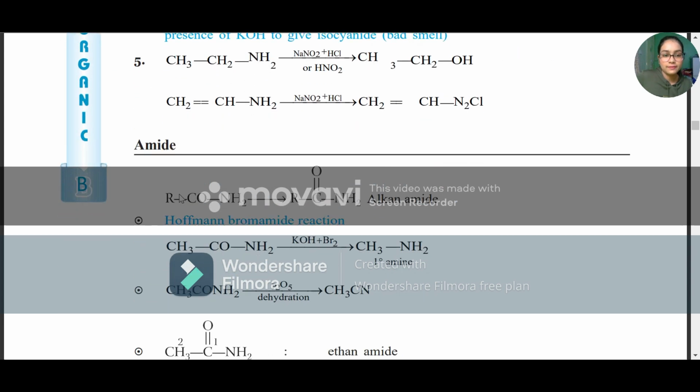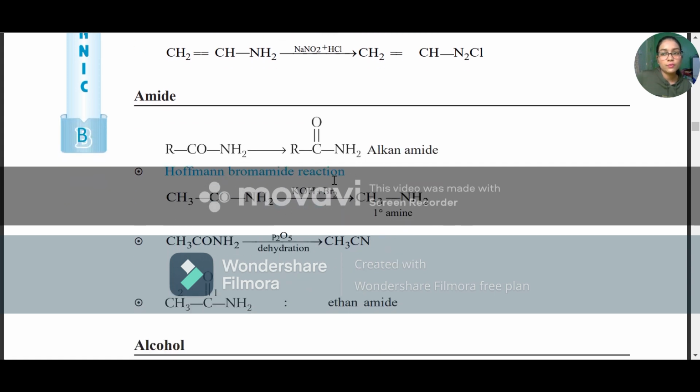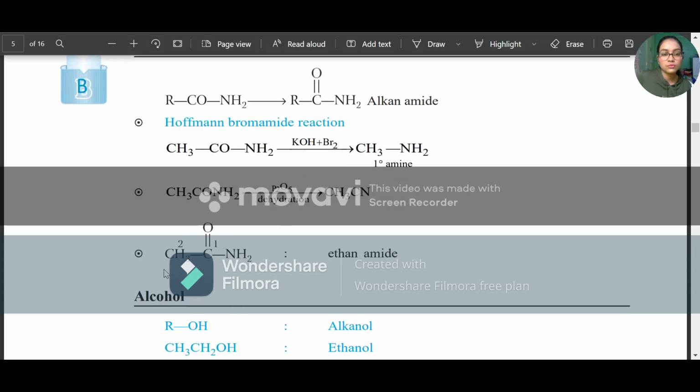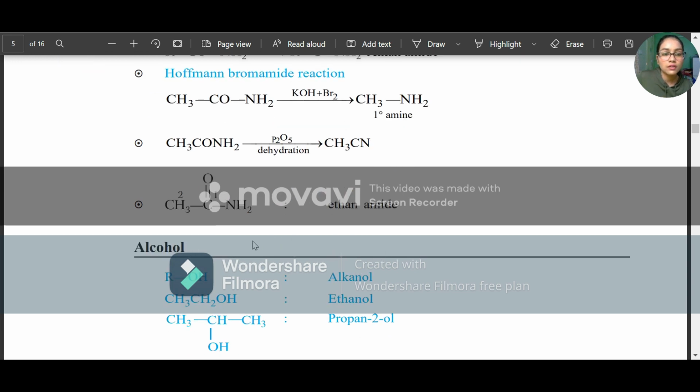So next is amide, RCONH2. This is the amide group and this is the alkane part. So this total is known as alkanamide. Now this gives the Hofmann bromamide reaction, which is a famous reaction. This is an amide, KOH plus Br2. This gives primary amines. When P2O5 dehydration is used, we get a cyanide. This is known as ethanamide because two carbons are present. That's why it's ethane.